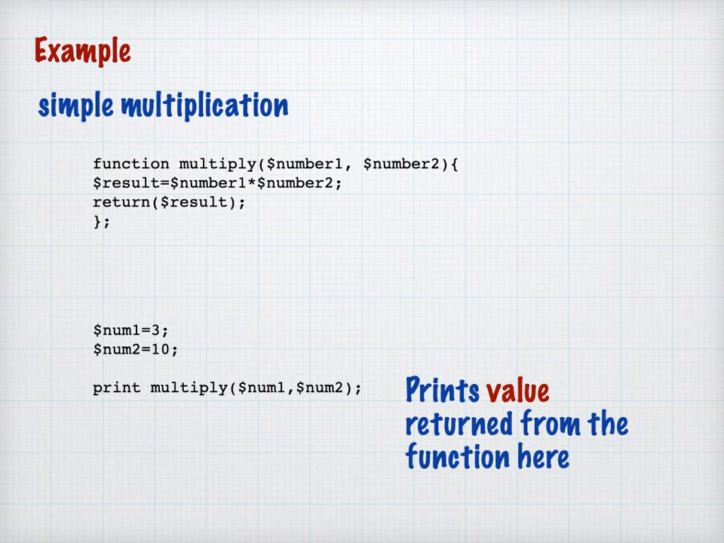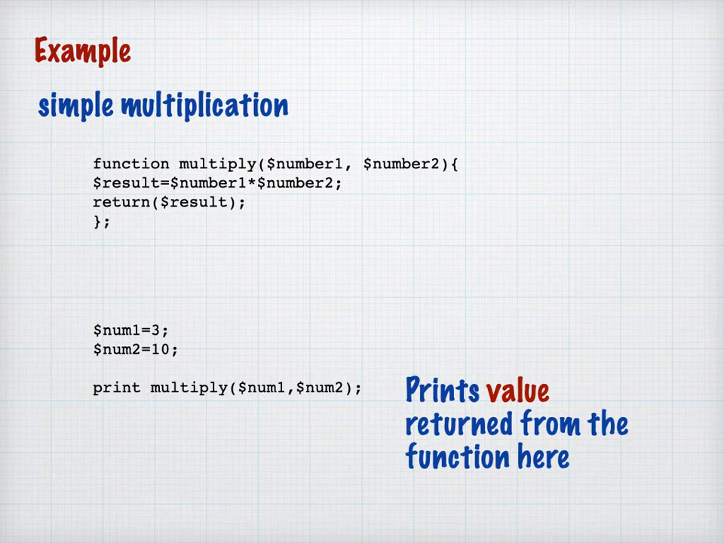So how would we actually then use the multiply function? Let's imagine in the body of our program, we've got num1 and num2. So num1 has a value of 3 and num2 has a value of 10. And what we do is we pass those variables to the function to do its work. So we call the function multiply, and then in brackets, we use those names, num1 and num2.